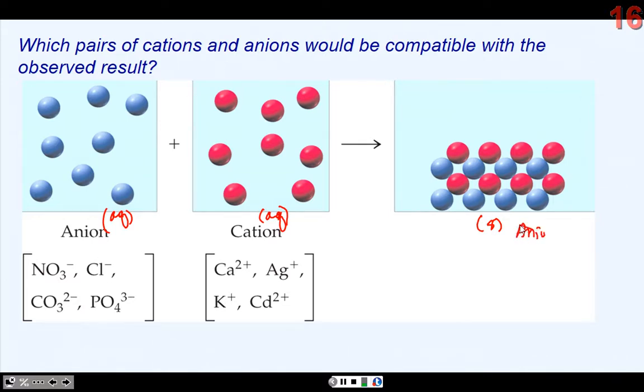So the anion to cation ratio is very simple and straightforward. You have to have an equal number of each in the compound to make that work. And then it also has to be a precipitate when you combine them. All right, so let's see what our choices might be here.